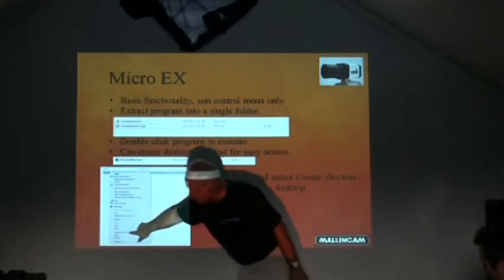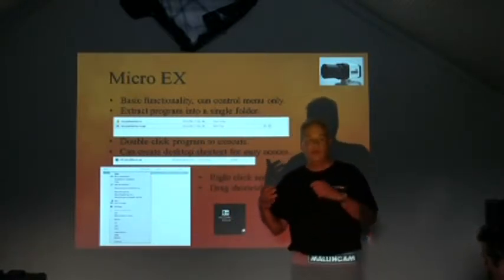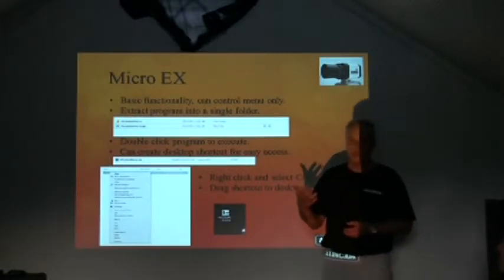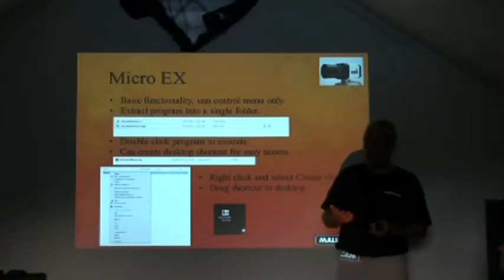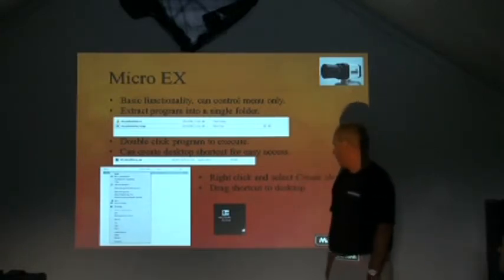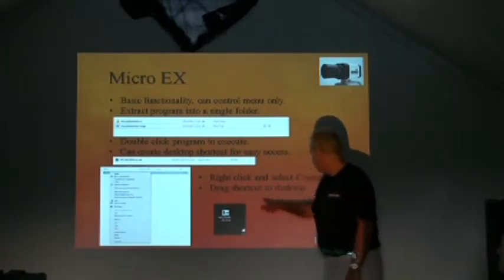Right down here, Create Shortcut. In Windows you can do this. Anytime you have an executable on your disk, you want to have a shortcut. If you right click on the name of the executable, one of the options is Create Shortcut. Then you drag your shortcut and drop it to your desktop.